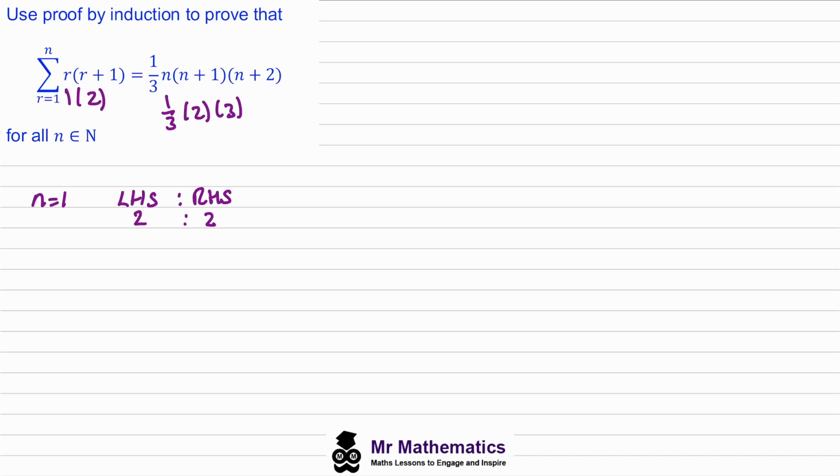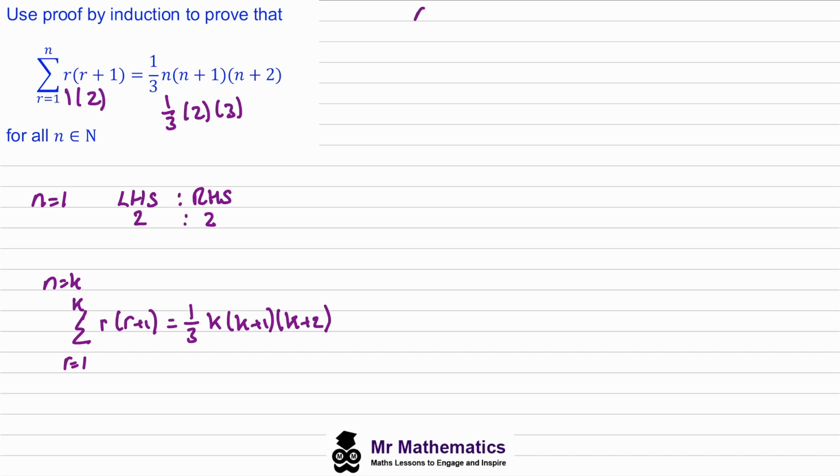Now for our assumption, n equals k, we'll have the sum between r equals 1 to k of r lots of r plus 1. We'll assume that this is equal to 1/3 of k lots of k plus 1 multiplied by k plus 2. So all we've done is we've substituted n equals k into each of here, okay?